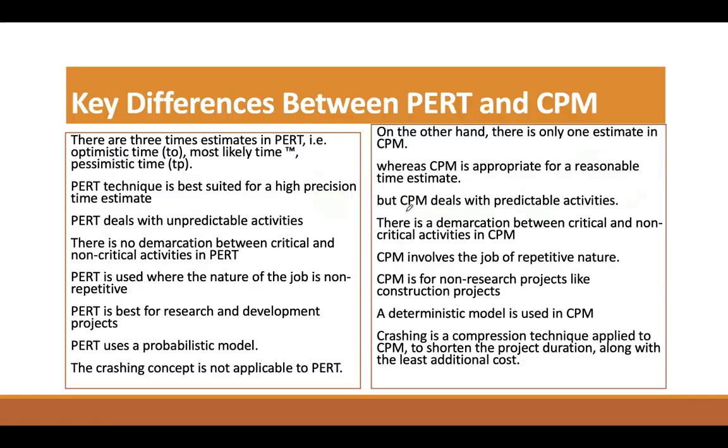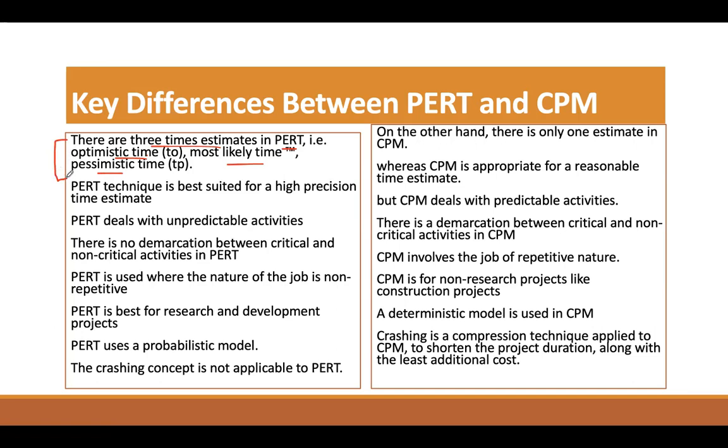So what is the basic difference between PERT and CPM? Let's come here directly. PERT is basically a probabilistic approach where we deal with three time estimates. You will see there's optimistic time, most likely time, and pessimistic time. So what do these three time estimates indicate?